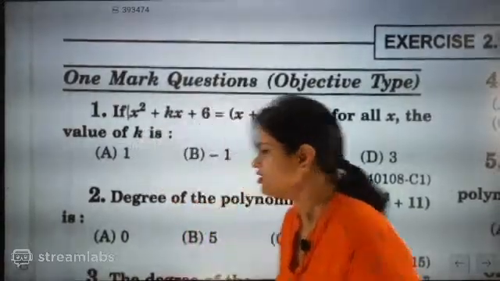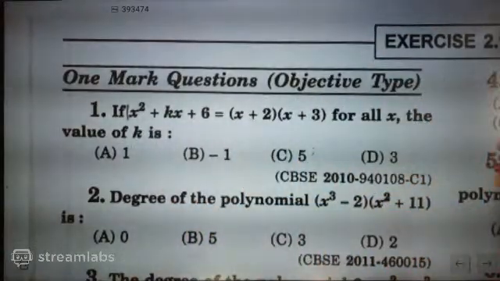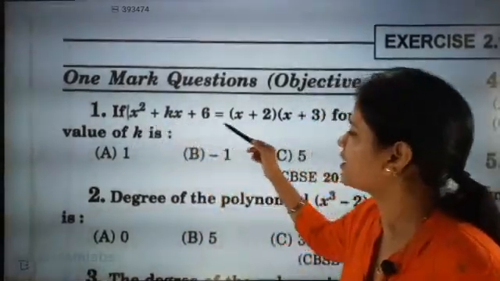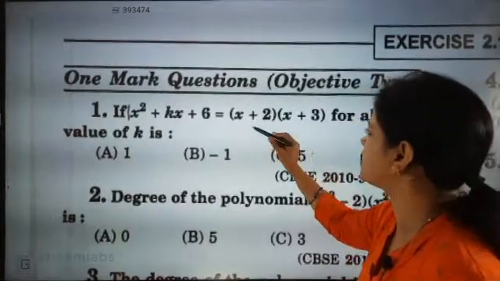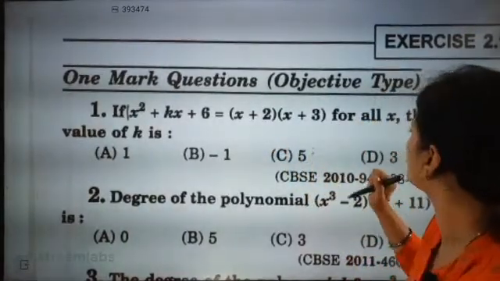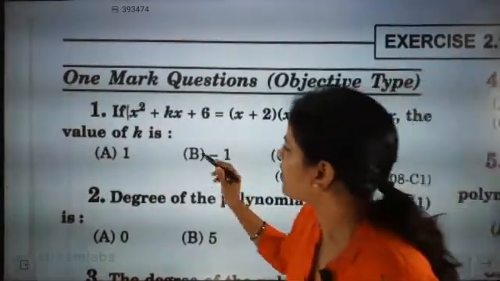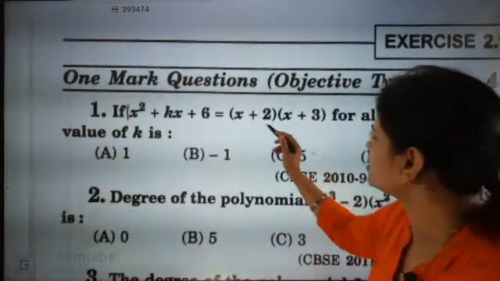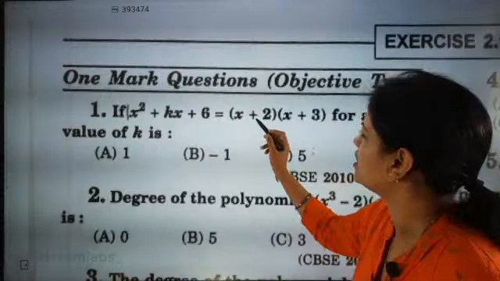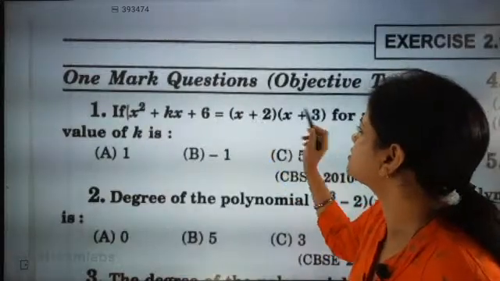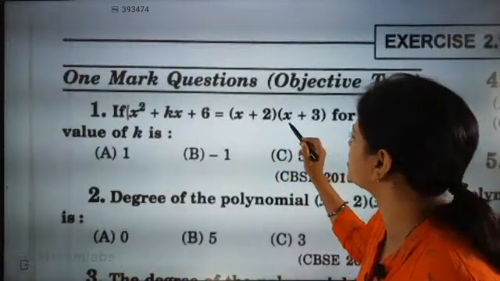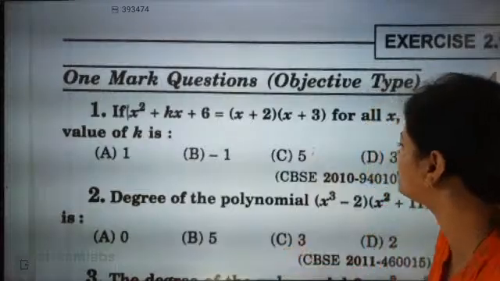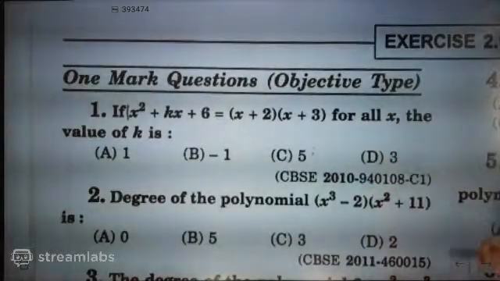Keshav, good morning. Shrutika, first answer is C. The question here is, if x square plus kx plus 6 equals x plus 2 times x plus 3 for all x, find the value of k. K can be what value? You have to multiply this side. It is exactly coming as x square plus 5x plus 6.